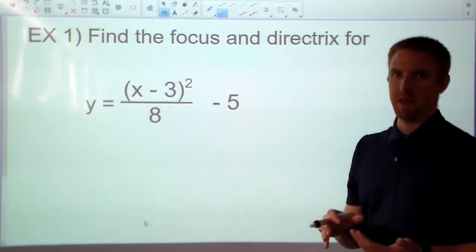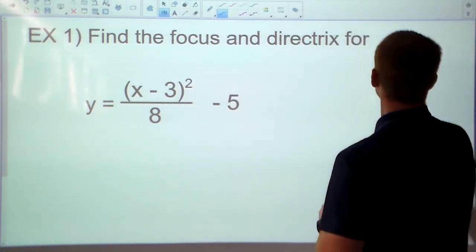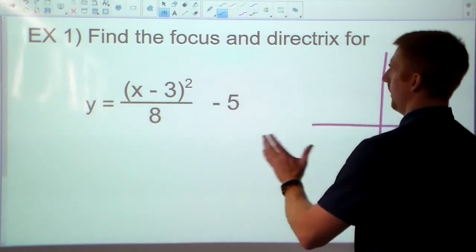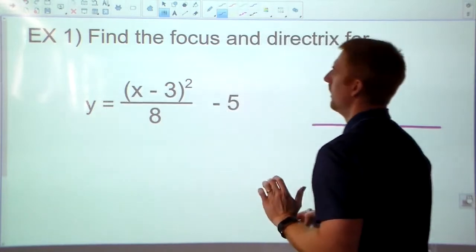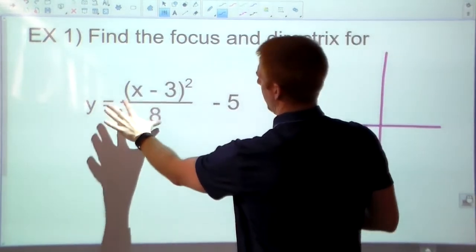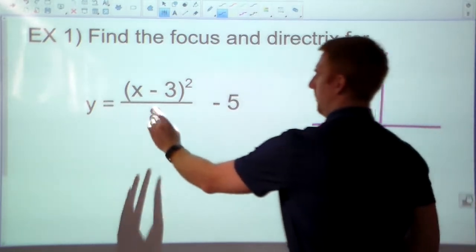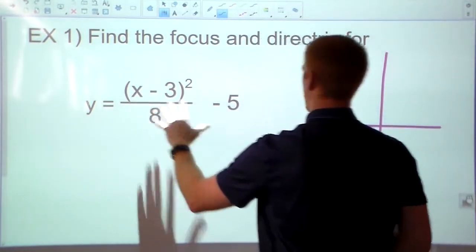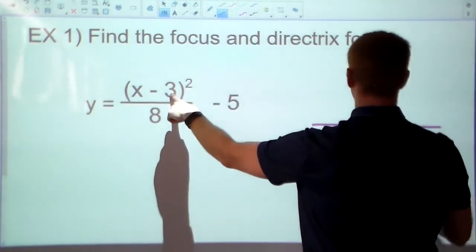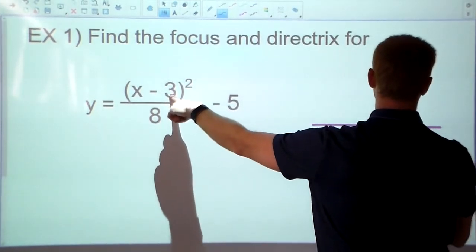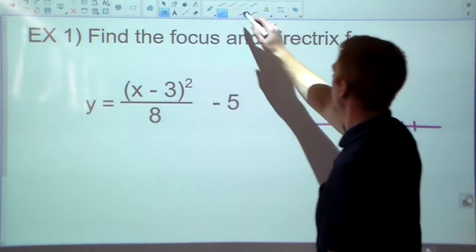For this problem, it just says find the focus and directrix, but I'm going to go ahead and draw a little sketch also. So over here, I know that this is a vertical parabola because it's y equals. It opens up, and I'm going to find the a value in a moment because that's what we're used to, but it's a positive number right here, so this is going to open upward. The vertex is going to be at (3, -5), so down here.